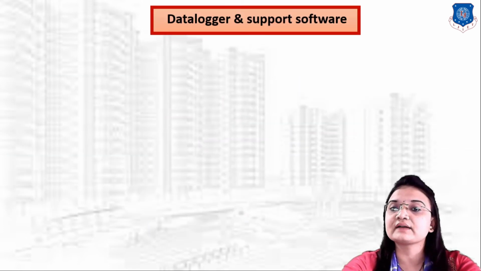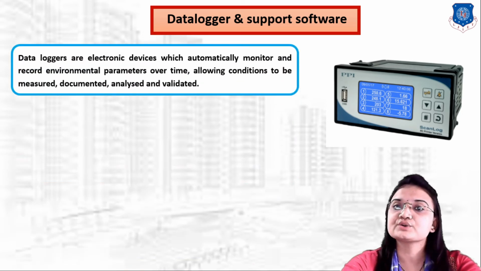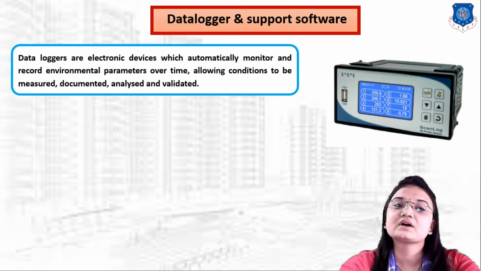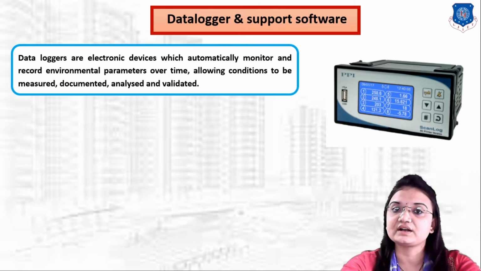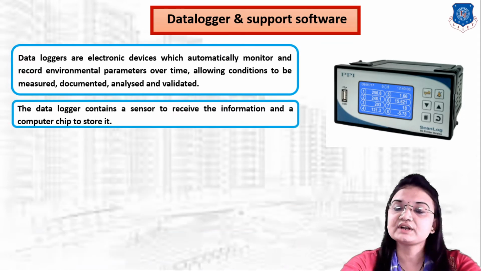Now let us understand data logger and support software. You can clearly see in this figure, this one is data logger and support software. Data loggers are electronic devices which automatically monitor and record environmental parameters over time, allowing conditions to be measured, documented, analyzed and validated. The data logger contains a sensor to receive the information and a computer chip to store it.